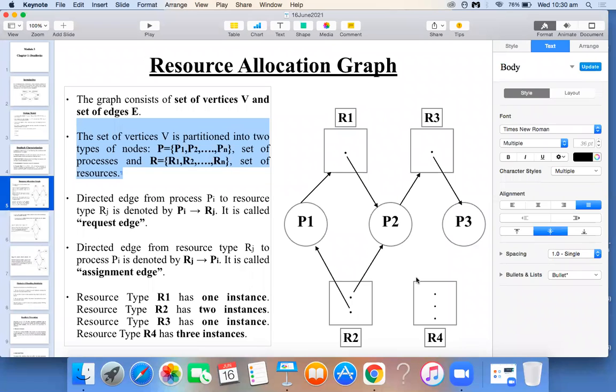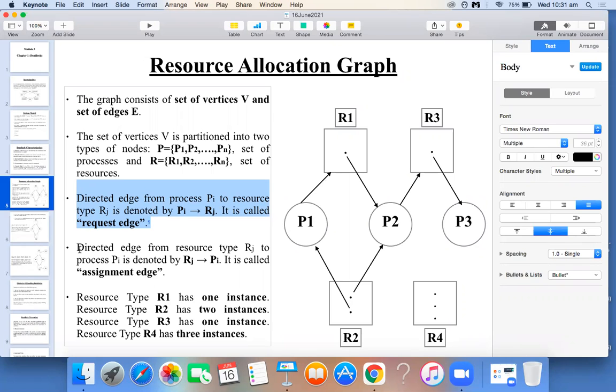Let us understand that. A directed edge from process Pi to resource Rj. Look here: from process P1 to resource R1 there is an edge. If there is an edge from a process to a resource, we call that edge a request edge. It means process P1 is requesting the resource R1.